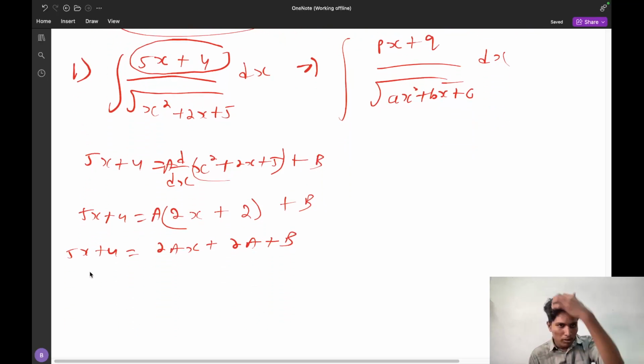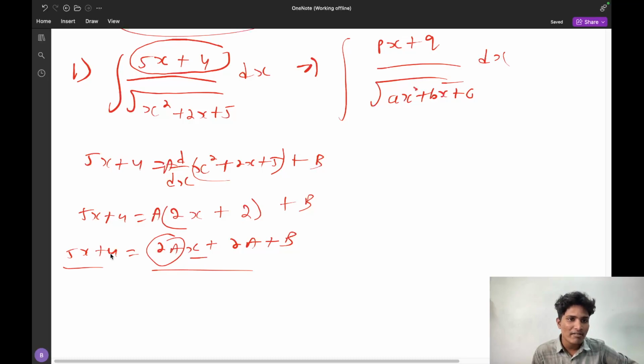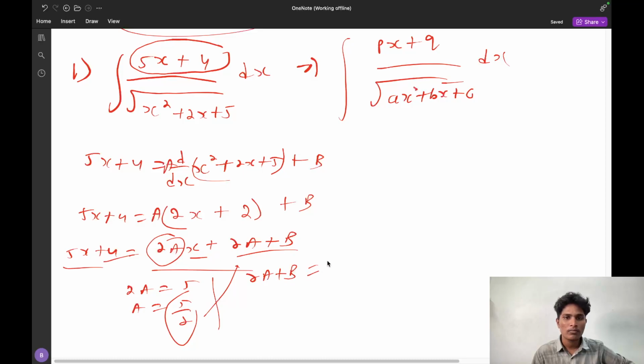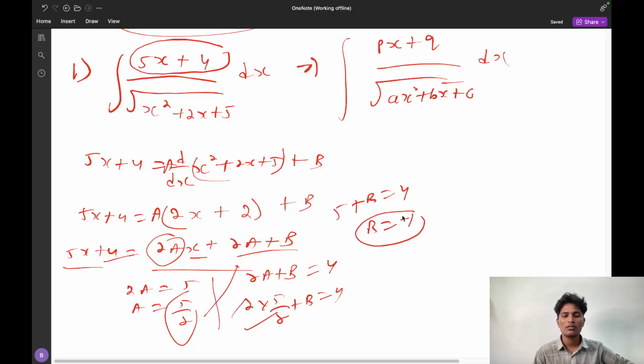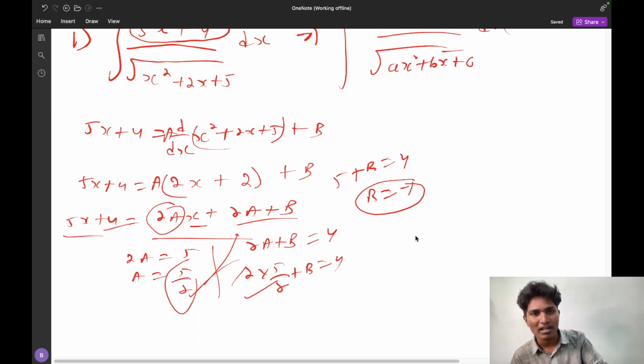I have to compare both LHS and RHS. After comparing, what will I get? The coefficient of x is 5, that is 2a is equal to 5, so a is equal to 5 by 2. When a is equal to 5 by 2, I have to substitute here, that is 2a plus b is equal to 4. So 2 into 5 by 2 plus b is equal to 4. 2 gets cancelled, that is 5 plus b is equal to 4, and b is equal to minus 1.